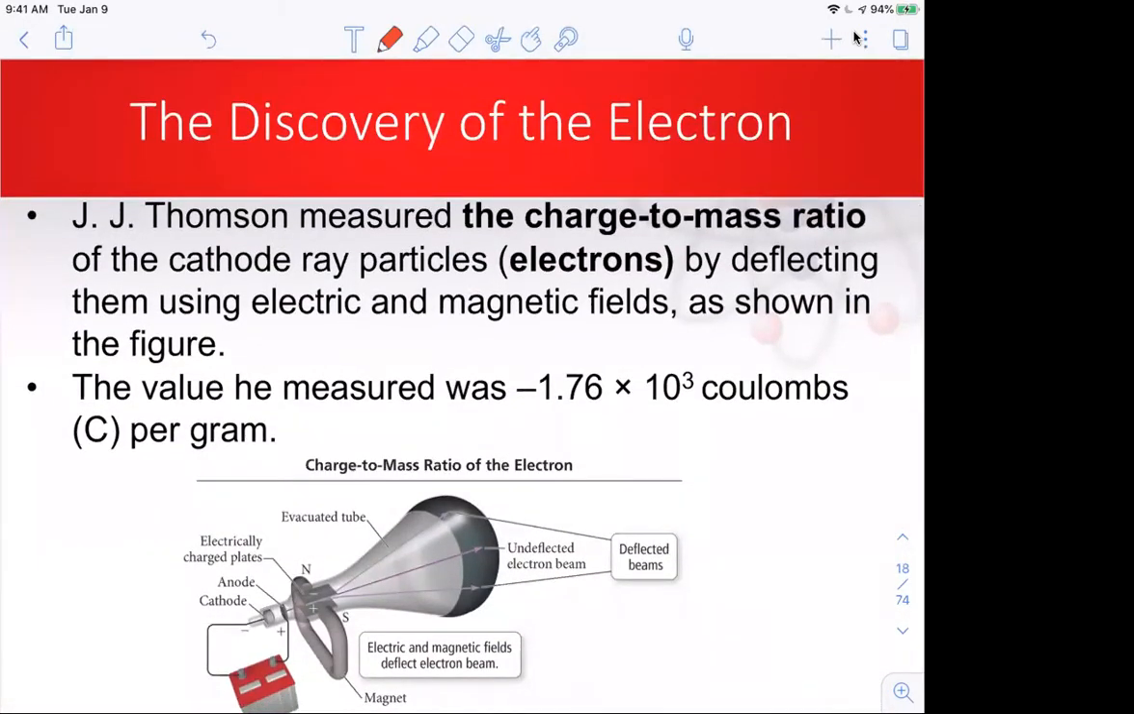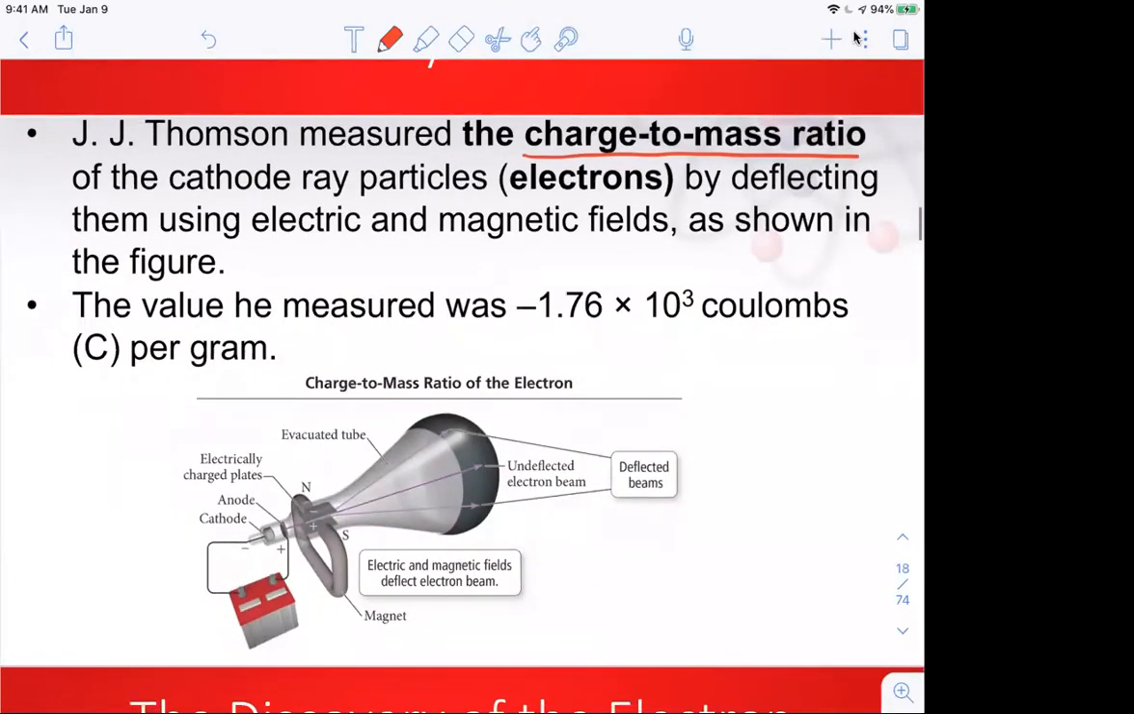Thomson also measured the charge to mass ratio of electrons by deflecting them using electric and magnetic fields. If you look at this figure, he was able to shoot this beam of electrons, and by looking at the deflection, right, electric and magnetic fields are deflecting the electron beam, and he was able to discover what the charge was. He could calculate the charge in coulombs per gram of material, and that was minus 1.78 times 10 to the 3 coulombs.